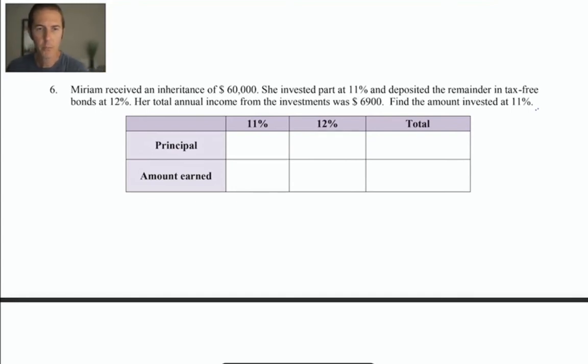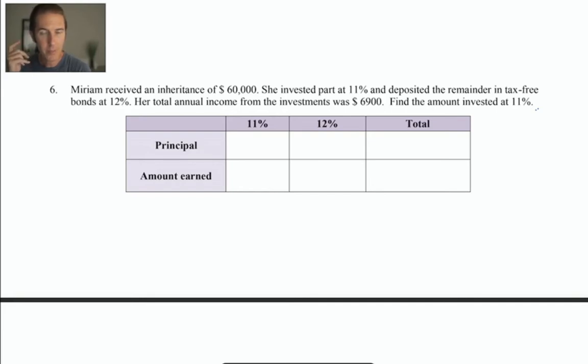So here Miriam received an inheritance of $60,000. She invested part of it at 11% and deposited the remainder in a tax-free bond at 12%. And her total annual income from the two investments was $6,900. And we want to know how much was invested at 11%.